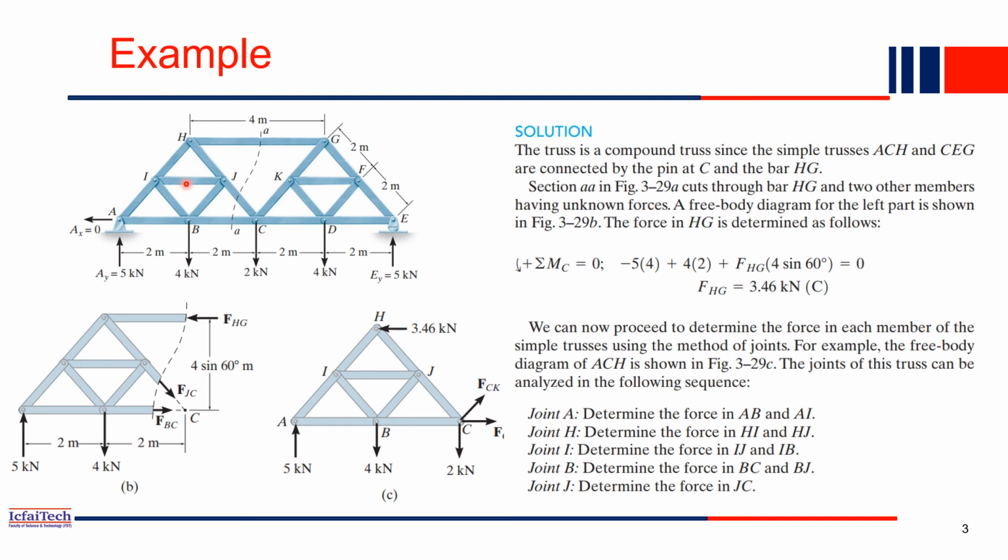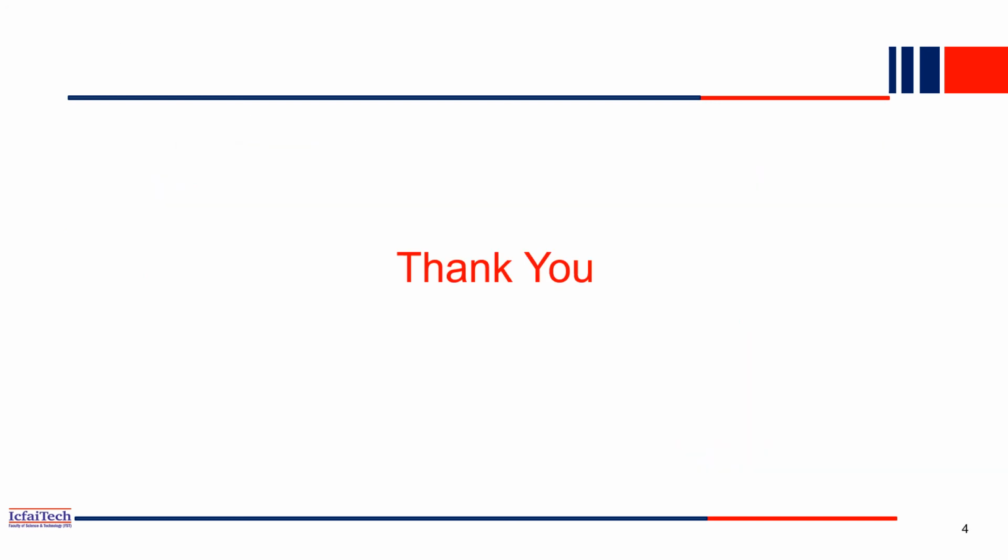So we substitute our compound truss with two or three simple trusses, and then we use the method of joints to analyze each simple truss. Using the method of sections, basically we divide it into simple trusses, and then we apply the method of joints to calculate all the member forces. So that's how we analyze the compound truss.